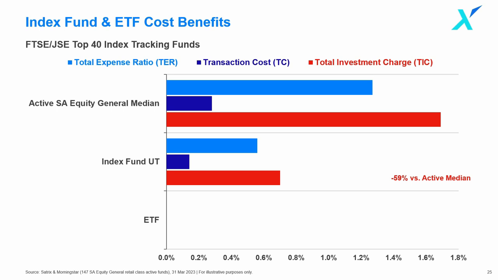Now, if you compare that to a unit trust tracking the top 40 index, you'll see that the total expense ratio there for our unit trust is between 40 and around 50 basis points.